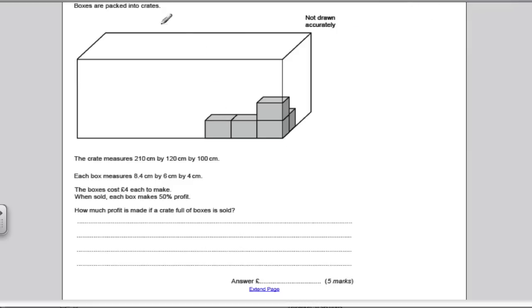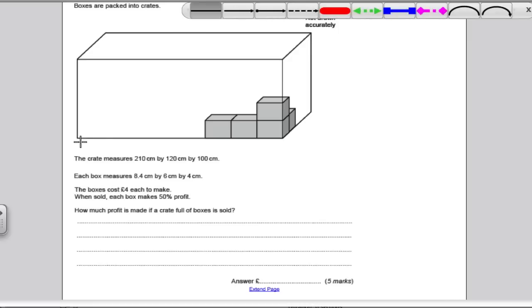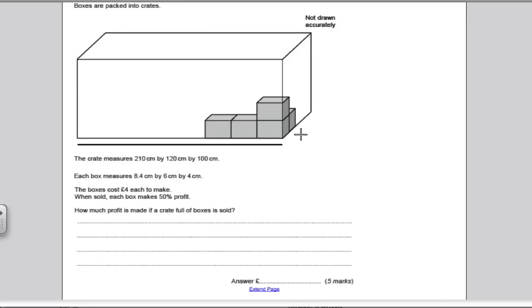Okay, it says that boxes go into crates. Each crate measures as follows, each box measures as follows. What we're saying here is that we care about this distance and that height there. Let's write these down. Just assume that's 210 centimeters, this one is 120 centimeters back, and let's say that's 100 centimeters high. And each box measures as follows: 8.4 that way, going back 6, and high, let's say 4.